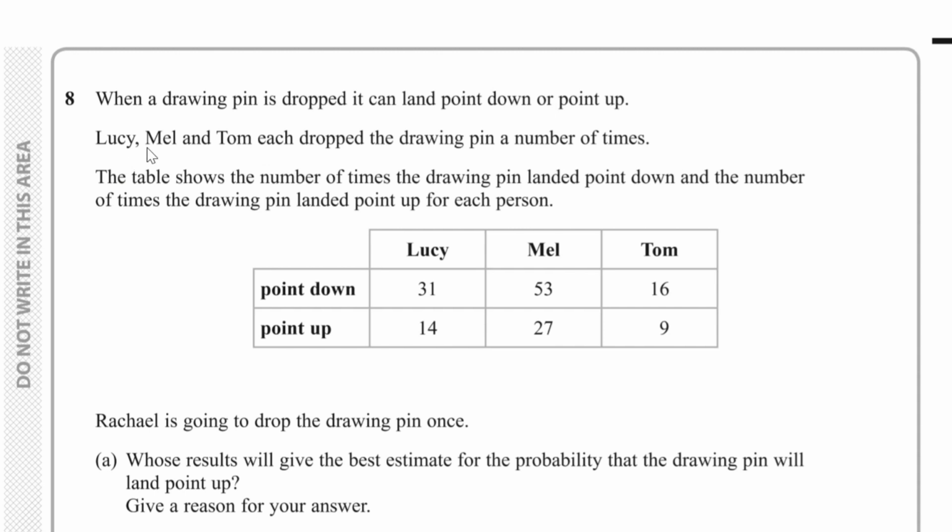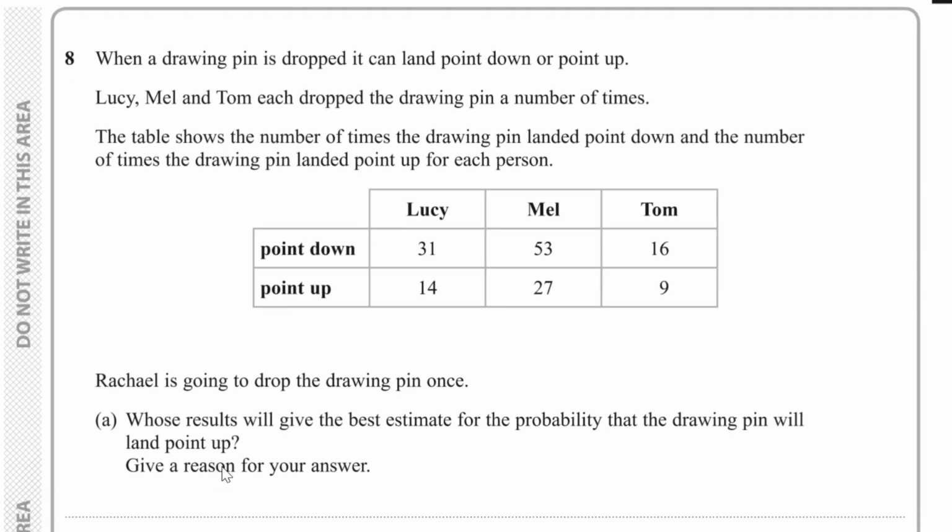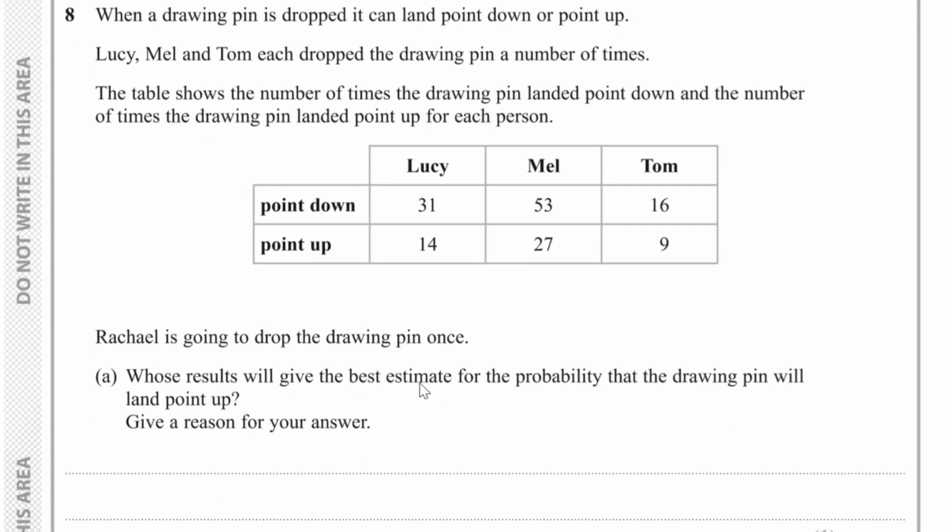Question number 8. When a drawing pin is dropped, it can land point down or point up. Lucy, Mel and Tom each dropped the drawing pin a number of times. The table shows the number of times the drawing pin landed point down and the number of times the drawing pin landed point up for each person. And Rachel is going to drop the drawing pin once, and for part A, whose result will give the best estimate for the probability that the drawing pin will land points up.